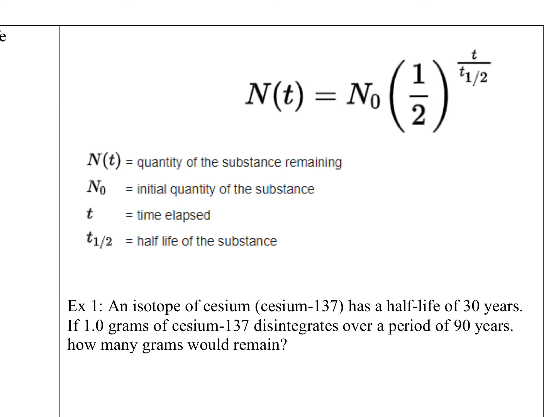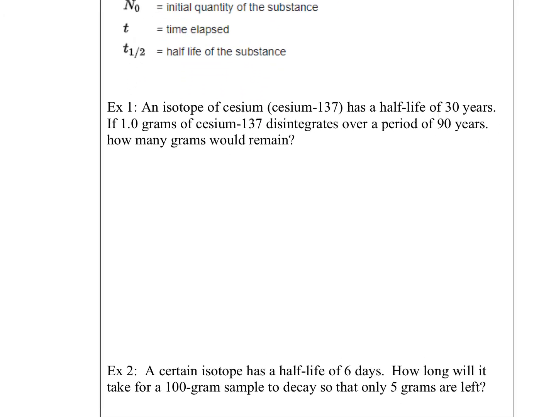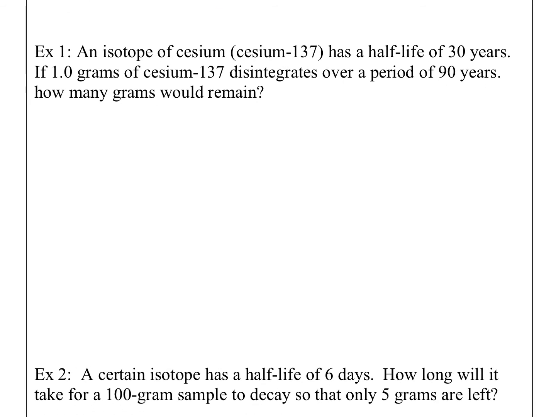You're welcome. Okay. N of t equals N sub 0, which is your initial quantity, times 1/2 to the t, which is time, divided by half-life. That's what t sub 1/2 means. It's just the half-life that it has. Please stop talking over me again. I'm losing my voice. I can't yell.